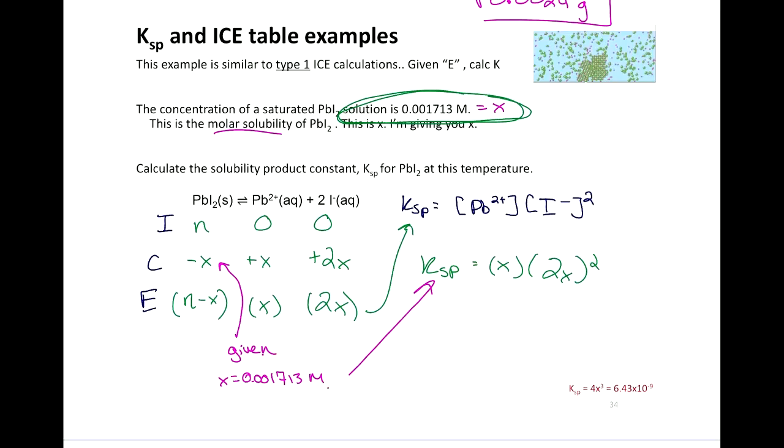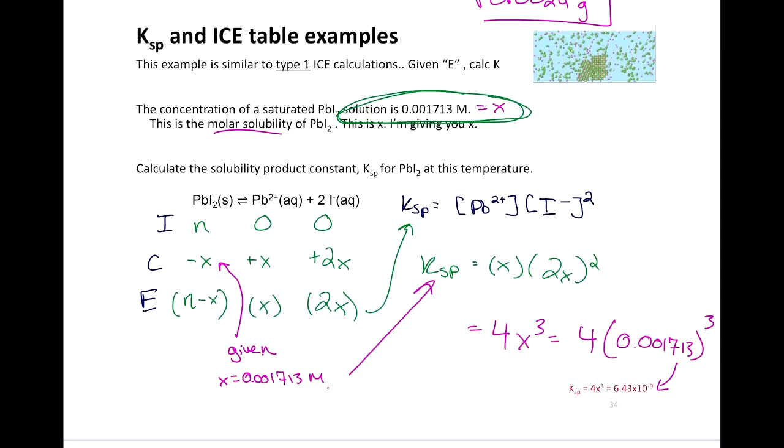Here's the KSP in terms of molar solubility, so it is equal to 4x cubed. So simply, it's 0.001713 cubed. And then we see, yeah, there's our KSP. It's a very, very tiny number times 10 to the negative 9. So you see, oh yeah, lead iodide, very insoluble. KSP is a very, very tiny number.